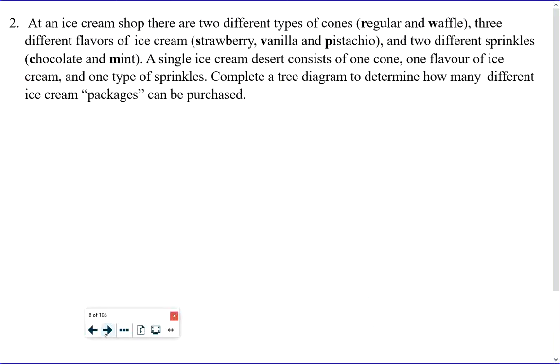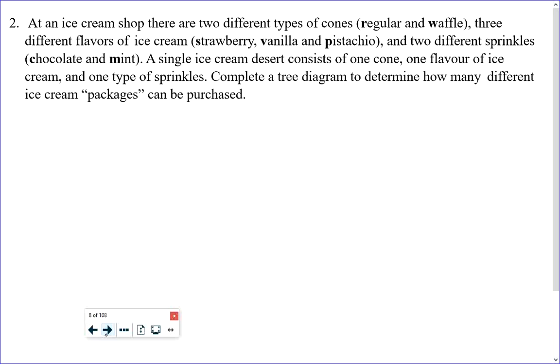Let's try another one. At an ice cream shop, there are two different types of cones, regular cone and a waffle cone. There are 3 different flavors of ice cream. So this is just some little cart that's at a beach somewhere or at a park. Okay, they don't have a lot of stock. What kind of ice cream do you have? Oh, we only have strawberry, vanilla, and pistachio. And we also have sprinkles, and you need to have sprinkles. That's the condition here. Okay?